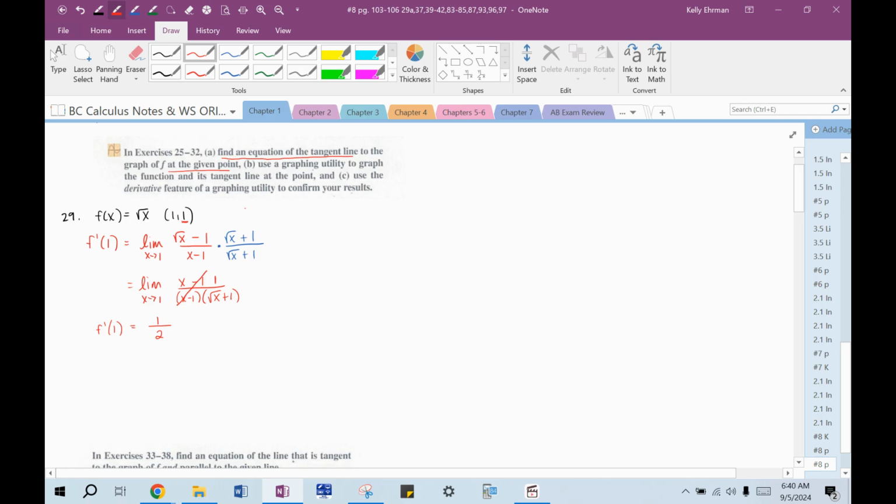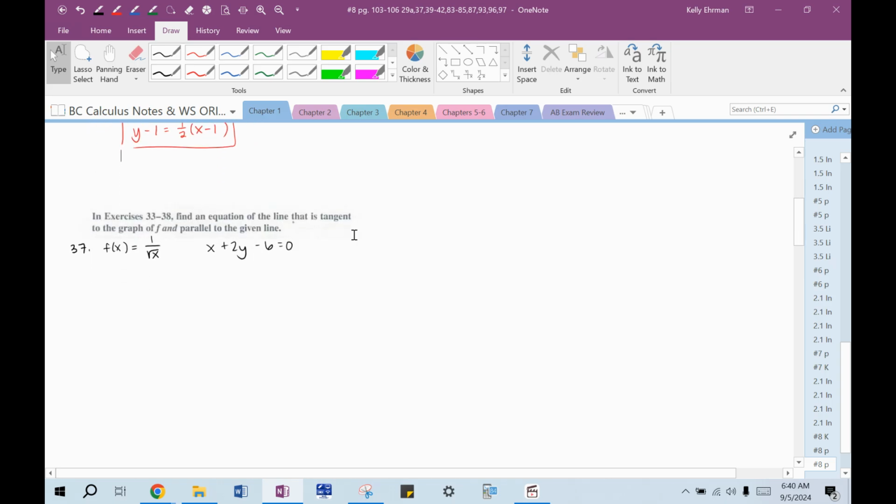So that's my slope. I have my point. So the tangent line equation is y minus 1 equals 1/2 times x minus 1. And that's our final solution for part A.